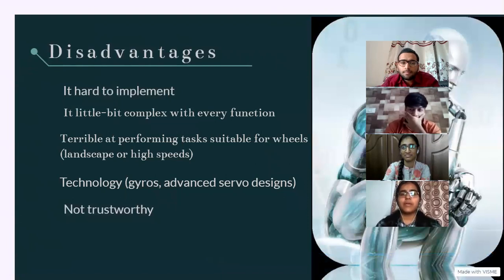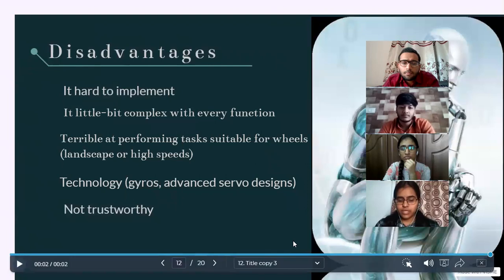Yeah, let me talk about disadvantages. So it is hard to implement. It's a little bit complex with every function, terrible at performing tasks suitable for wheels, and technologies like gyros and advanced servo designs are not trustworthy. So coming to other disadvantages, many jobs can be replaced by automation systems and robotics.